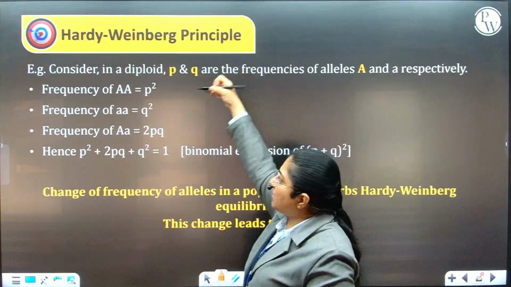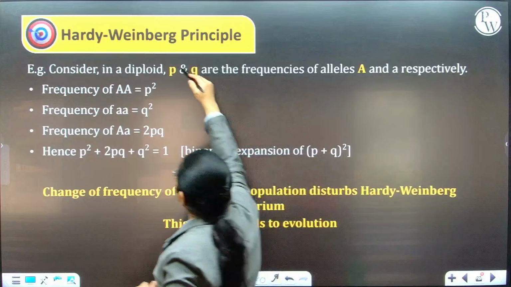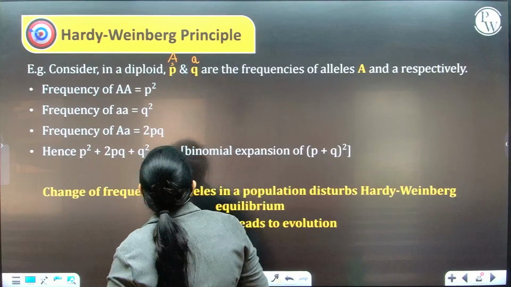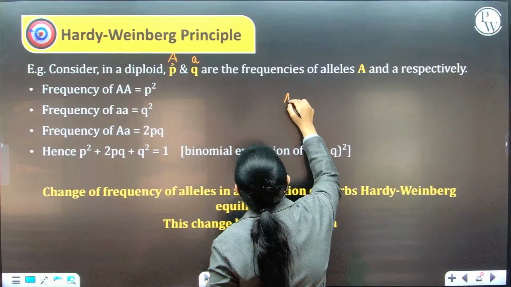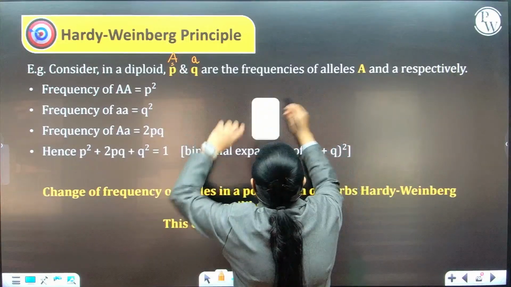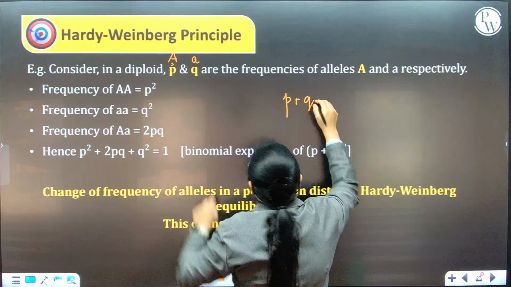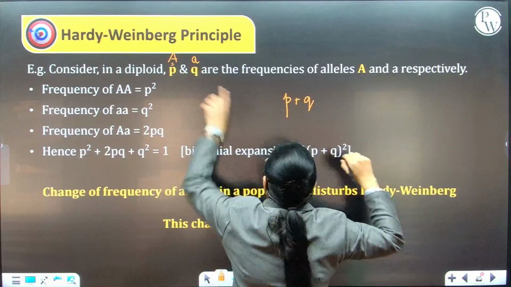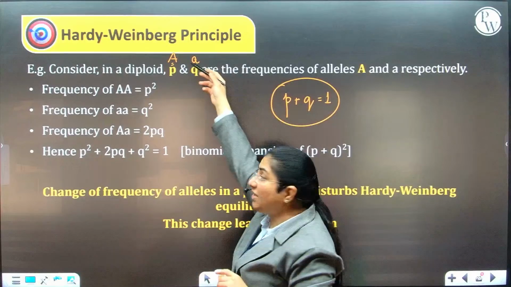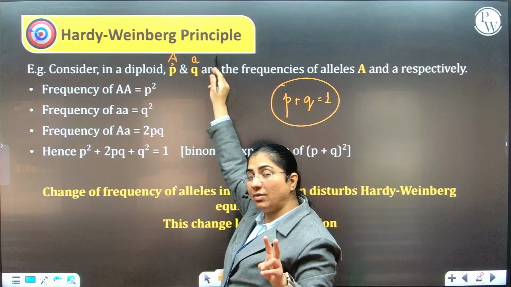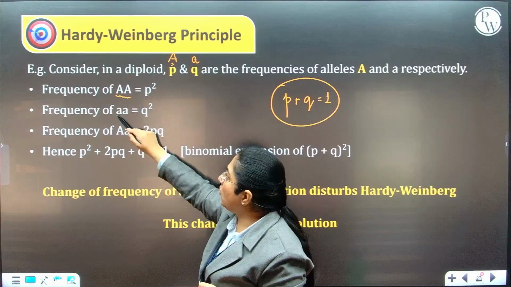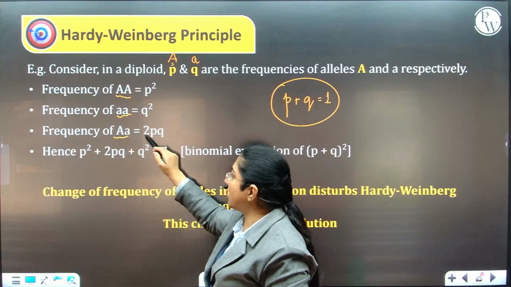Let us say that the frequency of allele capital A is depicted as P, and the frequency of allele small a is depicted as Q. The sum total of all the allele frequencies, that is P plus Q, will always remain 1. So frequency of homozygous dominant is P square, homozygous recessive Q square, and heterozygous 2PQ.